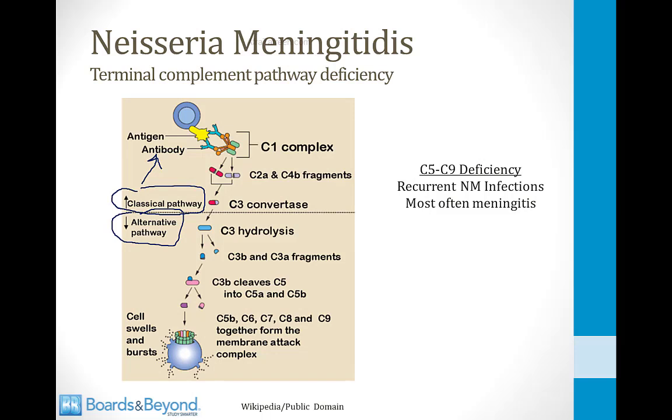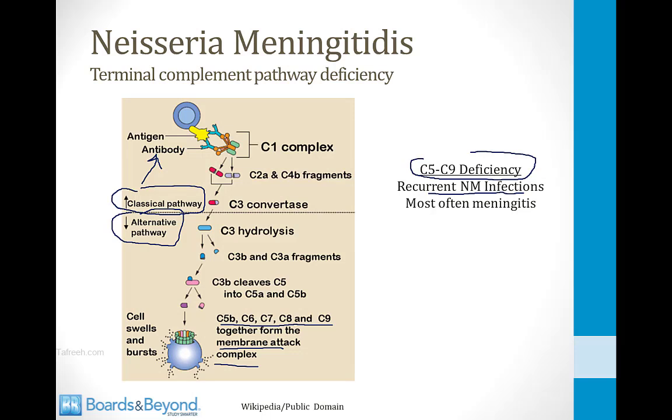But both of these pathways lead to formation of something called the membrane attack complex, and this pokes holes in bacterial cell walls and causes bacterial cell death. And the membrane attack complex is made up of C5, C6, C7, C8, and C9. So if a child is born with a deficiency in C5 through C9, they have what's called a terminal complement deficiency, and they will develop recurrent Neisseria meningitis infections.